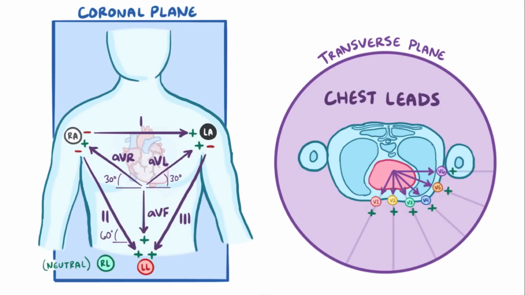So in total, you've got 6 leads from the limb leads and 6 from the chest leads, leading to a grand total of 12, which gives you your 12 lead ECG. Now, the point of having all these leads is to get different views of the heart, making it easier to see exactly how that wave of depolarization moves through the heart.